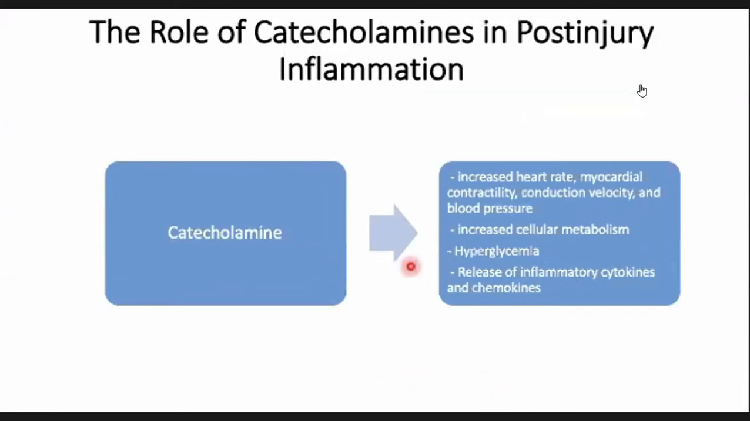Next, the role of catecholamines in post-injury inflammation. So catecholamines, your epinephrine and dopamine, result in increased heart rate, myocardial contractility, conduction velocity, and blood pressure. They also increase cellular metabolism and hyperglycemia, and promote the release of your inflammatory cytokines and chemokines.